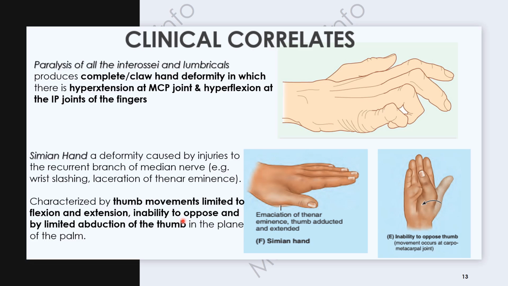So the thumb will not have the ability to oppose, and there will be limited adduction of the thumb, and also there will be emaciation of the thenar eminence because the muscles aren't doing as much work as they should, and so there will be atrophy, and so the thenar eminence won't have that usual bulge that it should have.